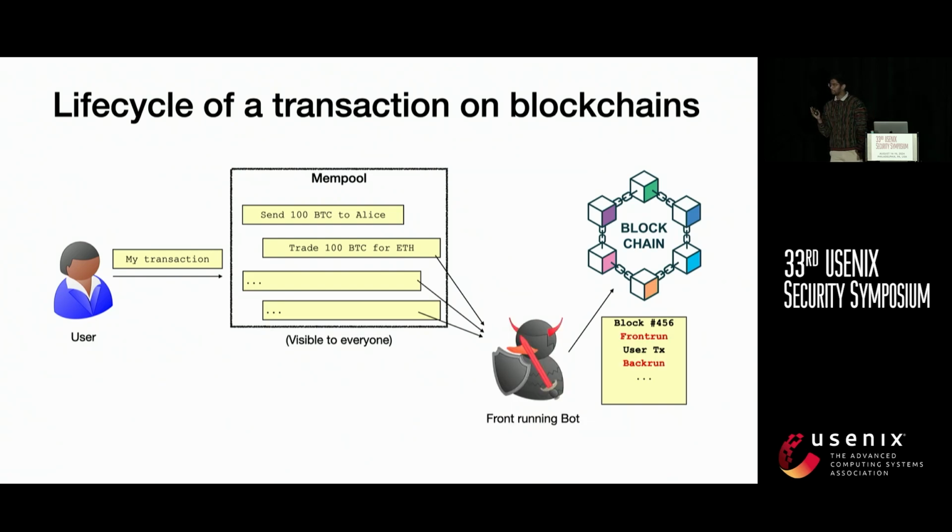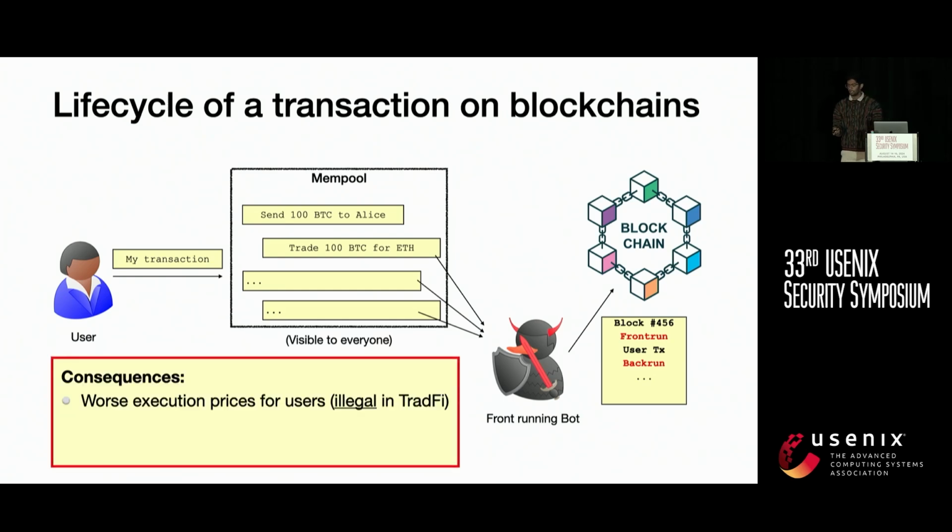But imagine this miner was adversarial, right? Let's say they were trying to make some extra money. What they could do is sandwich user trades with cleverly crafted transactions. And what this would result in is a worse execution price for the user. And in fact, this is illegal in traditional finance.